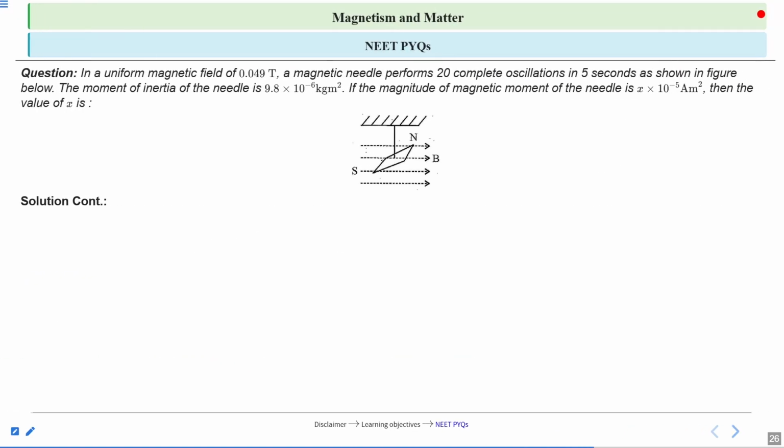Okay, so comparing it, we can find out that omega squared is equal to mB by I, and omega is equal to root mB by I. So time period T equals 2 pi upon omega, which is equal to 2 pi root I upon mB. This is the formula we want to derive.